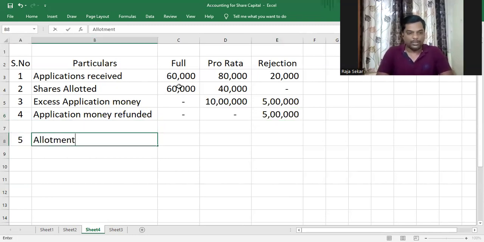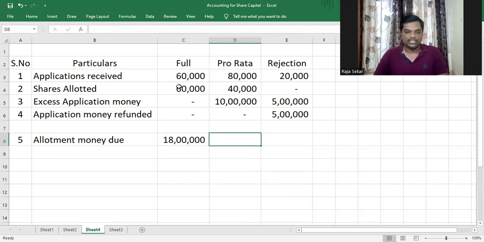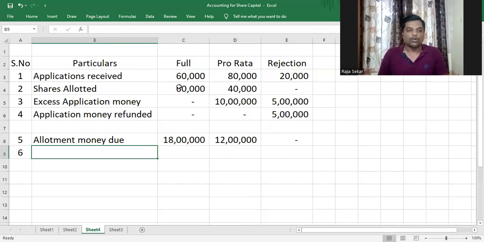The next thing to do would be to make allotment money due. Allotment money due for the full allotment people will be the number of shares allotted to them, which is 60,000, multiplied by 30, the allotment money per share. That leaves us with 18 lakhs. And for the pro rata people, it would be the total number of shares allotted to them, which is 40,000, multiplied by the allotment money per share. And for rejection people, it will be 0 because we cannot make the allotment money due as we have rejected their shares.